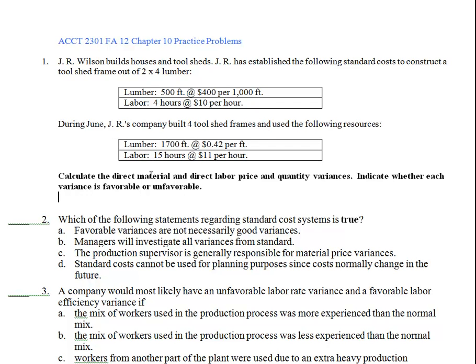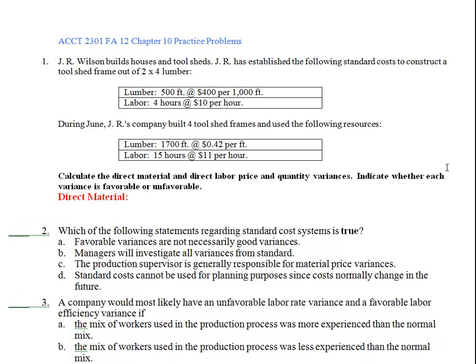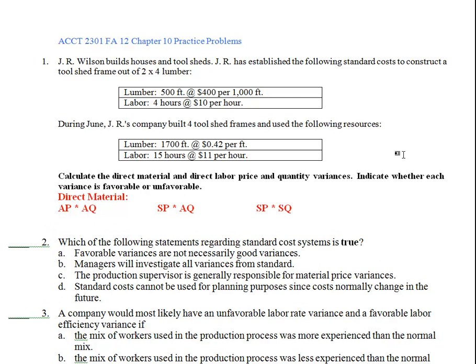So it wants us to calculate the direct material and the direct labor price and quantity variances. So let's start off and do the direct material variances first. We want to calculate the price and efficiency variance for direct material. Now remember, the easiest way to calculate these is to use your 3 columns. Column number 1 is actual price times actual quantity. Column number 2 is standard price times actual quantity, and column number 3 is standard price times standard quantity. Once you have your 3 column headings, you're really just filling in everything that you know.